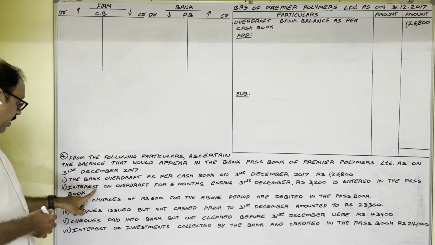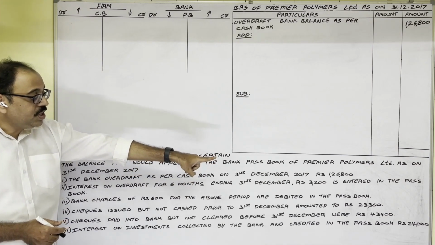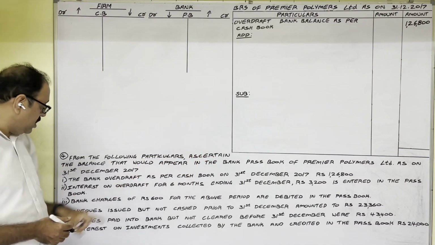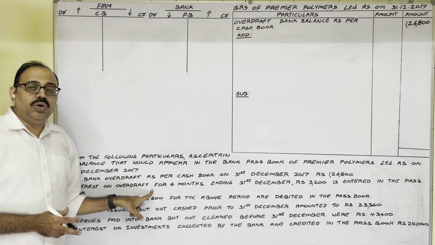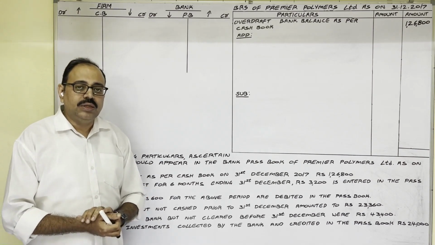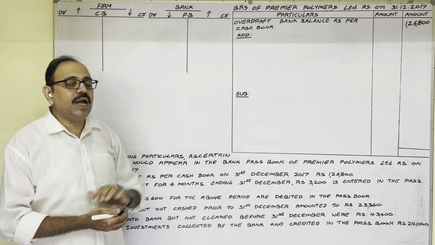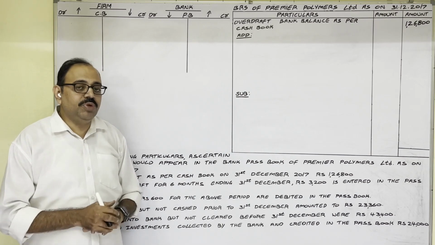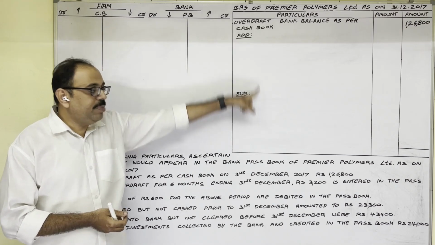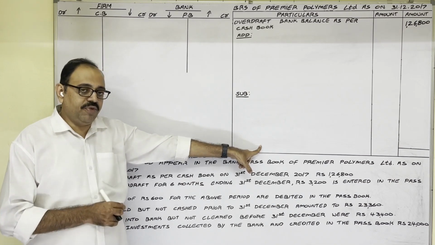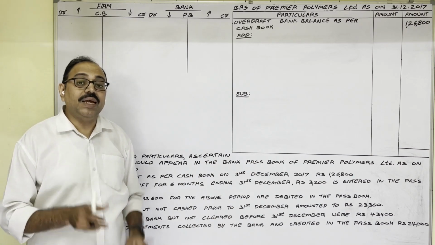Second point: interest on overdraft for 6 months ending 31st December, 3,200 rupees, is entered in the passbook. Here, interest on overdraft. If it is a favorable bank balance, then interest means the banker pays to the firm. But this is an overdraft bank balance, no? On OD, interest means who should pay to whom? The firm should pay to the bank. So in the firm's books we are preparing, no? Therefore analyze from the firm's point of view. To the firm, this is not interest received, it is interest paid, meaning expenditure.